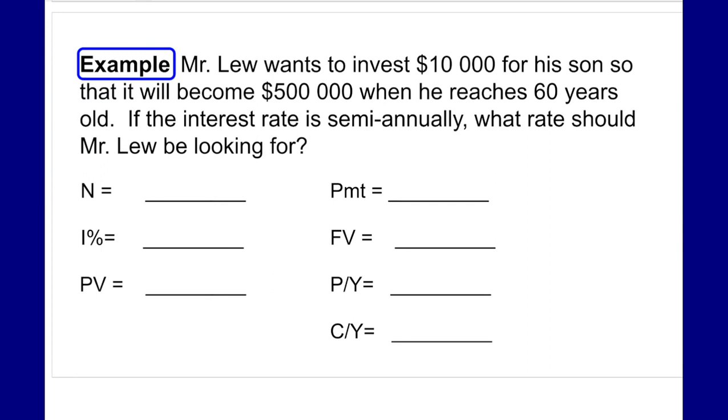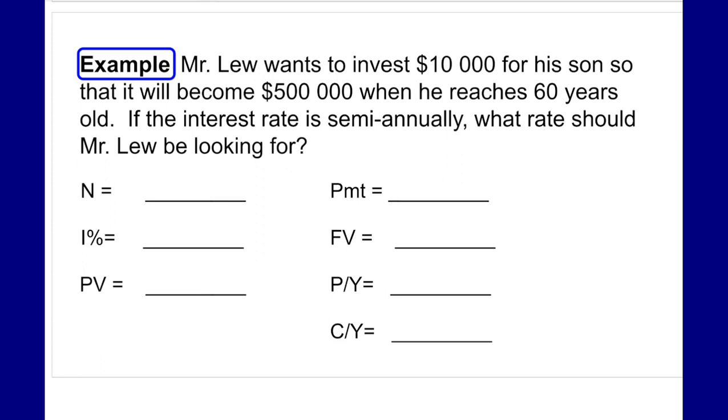One last example. This is a little bit different because in this one, we're not looking for the future value or the present value. We're looking for something else. The process remains the same. We're still going to go through and find out our key information, plug it in, and then try to use the TVM solver to solve for what we're looking for.